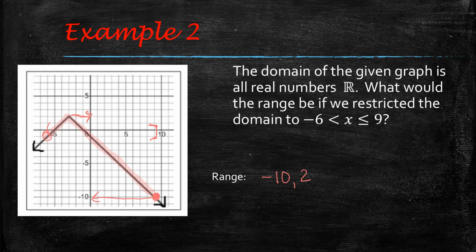Okay, now just look at those points. At -10, we have a solid point, so that's going to be a hard bracket. And at +2, that's a solid point too, and so we're going to have a hard bracket there as well. If I write it in inequality notation, it's going to be the lowest value, -10, less than or equal to, again, because it's a solid point, y less than or equal to 2.